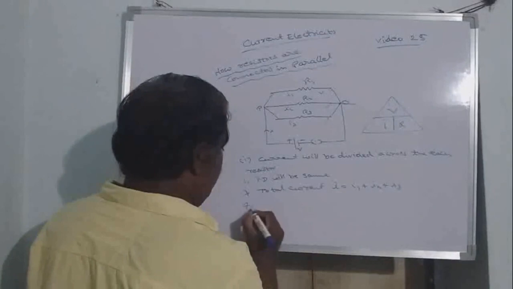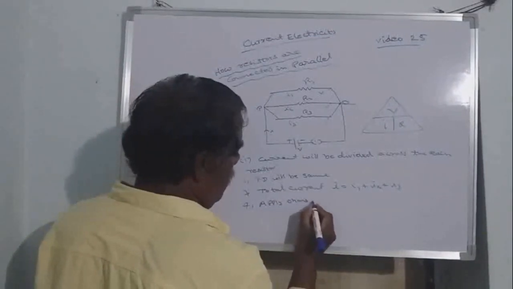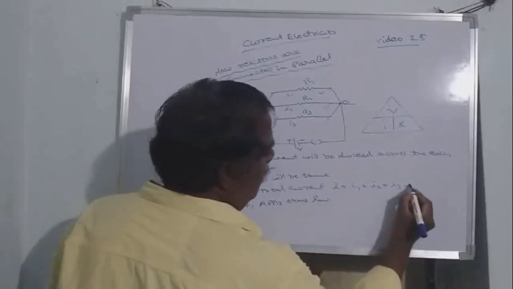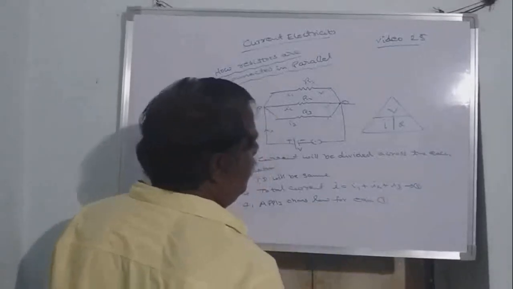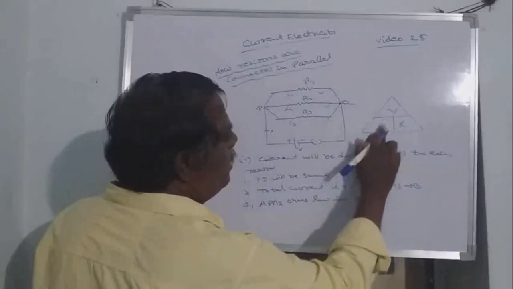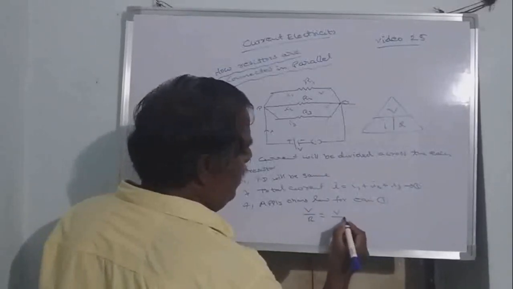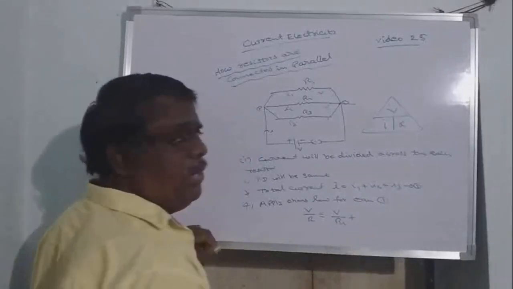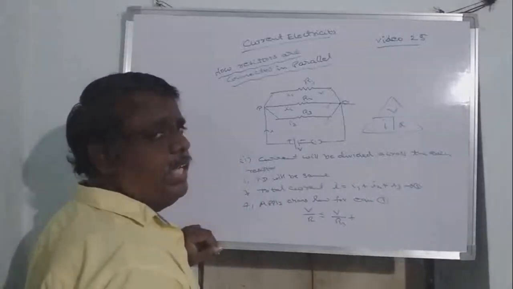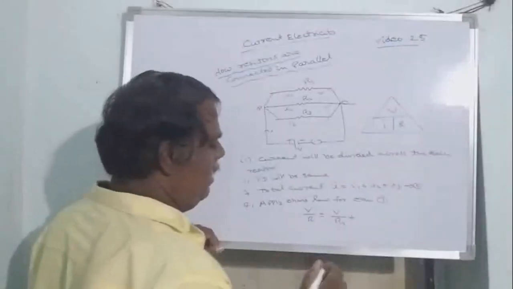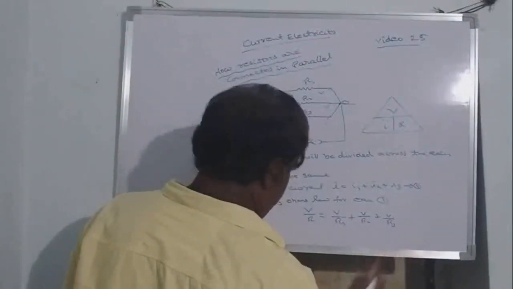apply Ohm's law for equation 1. What is going to happen? I is equal to V by R. I1 is equal to V by R1. There will be no V1, V2, V3 because, as written here, the potential difference will be the same across each resistor when they are in parallel. V by R2 plus V by R3.